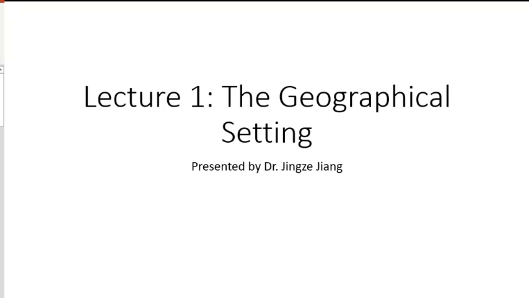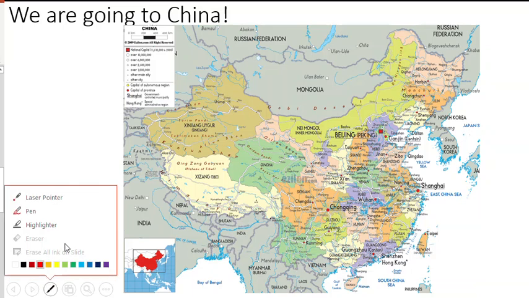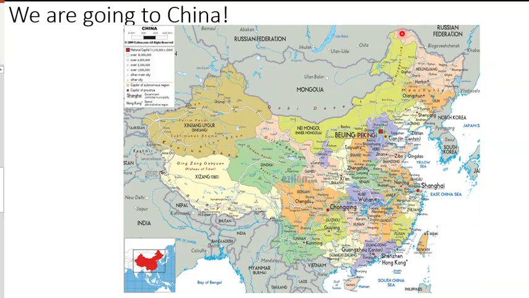So first of all, I will share China's map with you. So this is China's map. In China, people believe this map looks like a rooster. If you use your imagination, you can feel this part looks like the head of the rooster, and the tail, and then the little legs. So it looks like a rooster.